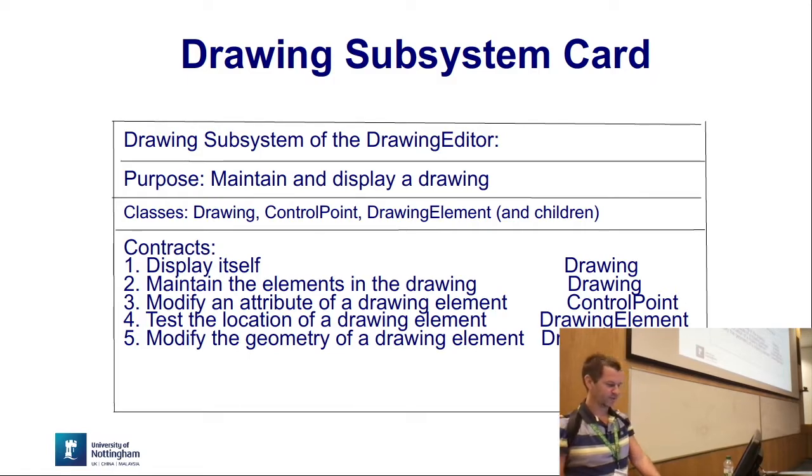Okay, here's an example of a subsystem card. The drawing subsystem of the drawing editor to maintain and display a drawing, right? The classes in that subsystem are drawing, control point, drawing element, and the drawing element's children. And then the set of responsibilities it has: to display itself, to maintain the elements in the drawing, to modify an attribute of a drawing element, test the location of a drawing element, modify the geometry of a drawing element, and these are the classes that carry out those responsibilities.